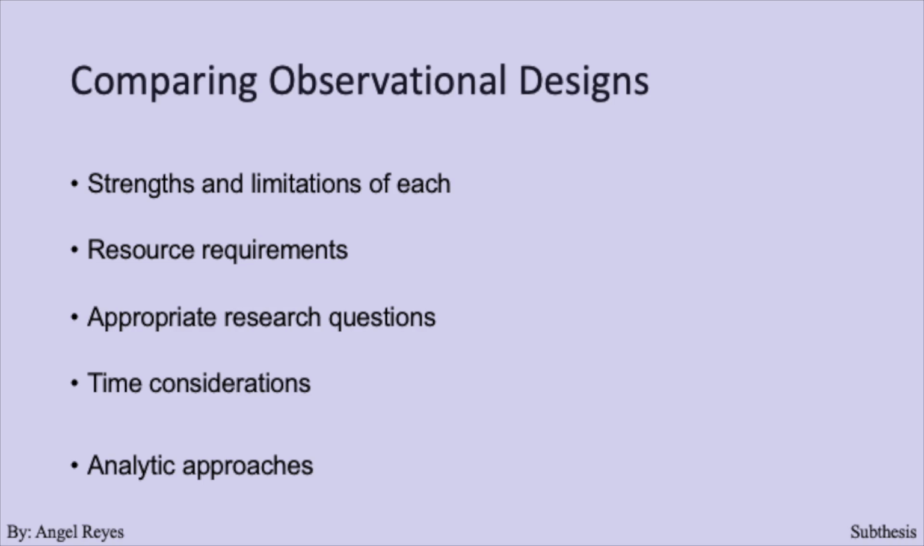Resource requirements vary dramatically across designs, influencing feasibility in different research contexts. The nature of the research question should drive design selection. Prevalence questions suit cross-sectional approaches, while questions about risk factors for rare diseases may require case-control designs. Time considerations include both study duration and how quickly results are needed. Finally, each design requires specific analytic approaches to address its inherent limitations and maximize the validity of findings.